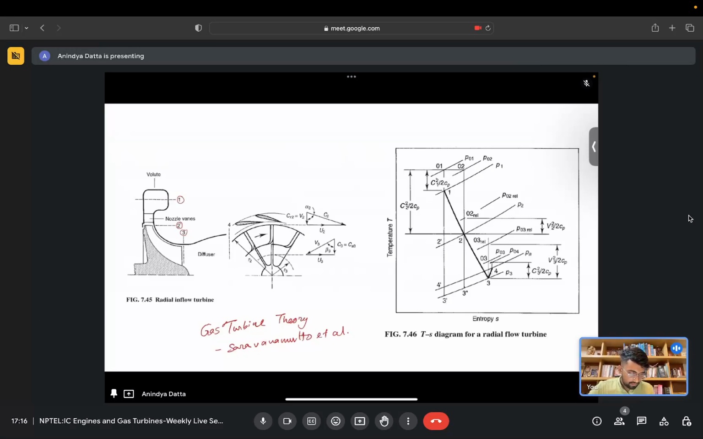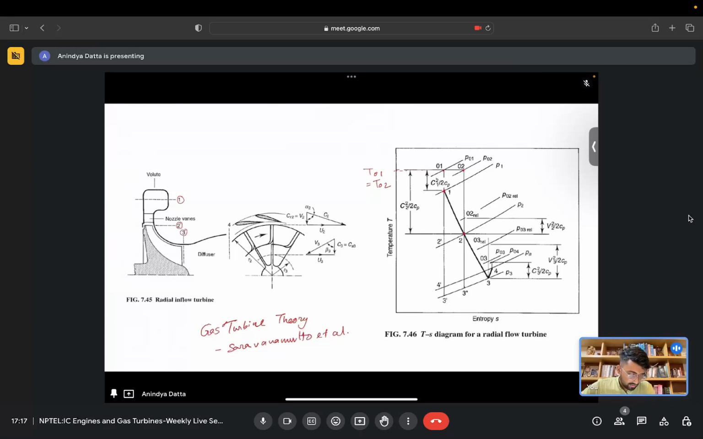Now if you see on this TS diagram, state point 1 and state point 2, in this case you can see this process is non-isentropic. So the flow through the nozzle vanes is non-isentropic. At state point 1, if you add the corresponding velocity term, c1 square by 2 cp, we get this state point 01. So this is basically our T01, and T01 is equal to T02 because there is no work or heat interaction happening.